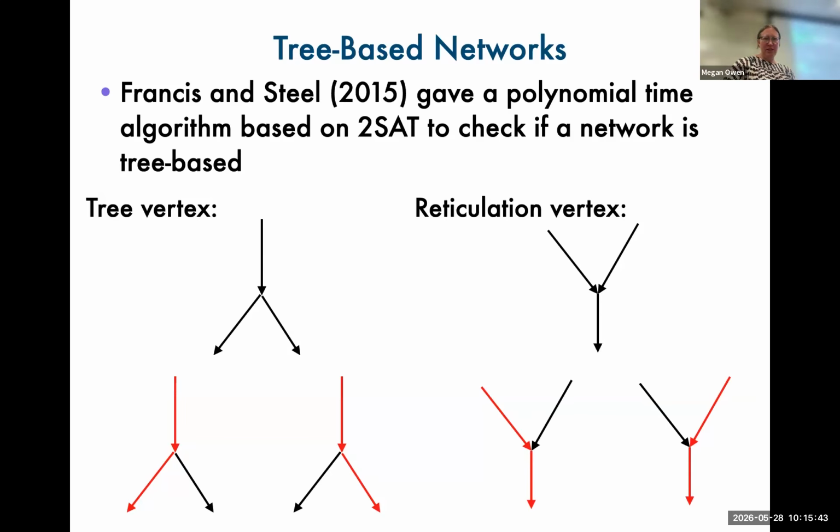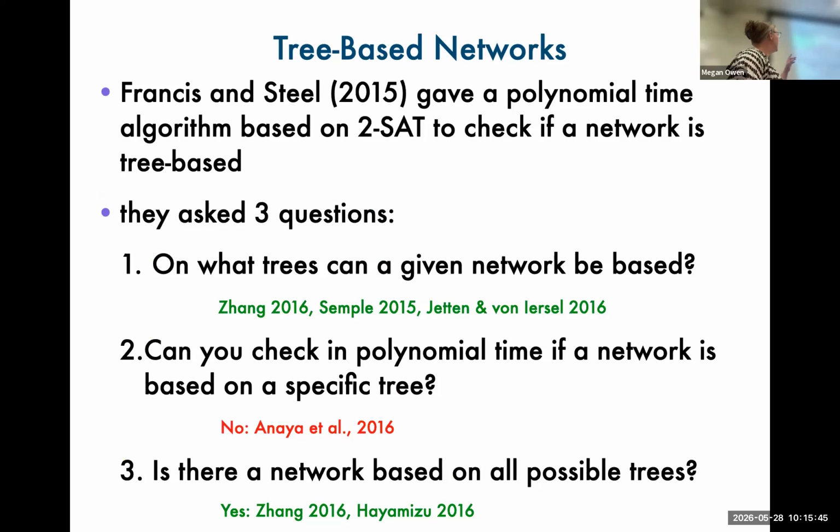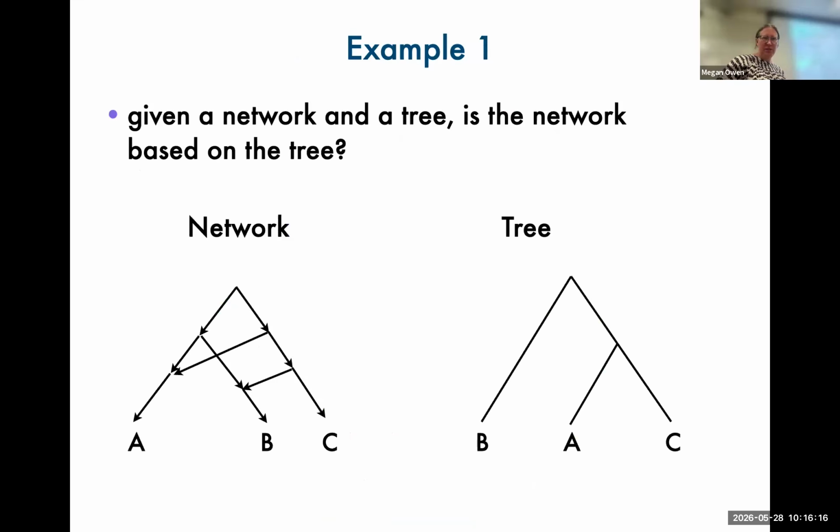And then they asked some questions. If you are given a network, what trees is it based on? There was a series of papers looking at that. They asked, can you check in polynomial time if it's based on a specific tree? So given a network and given a tree, is the network based on that tree? That's the first problem we're going to look at, and we showed that no, it's not possible in polynomial time. And then, is there a network based on all possible trees? Again, there are some results on that. Okay, so we're going to look at this problem of given a network and given a tree, is the network based on the tree?